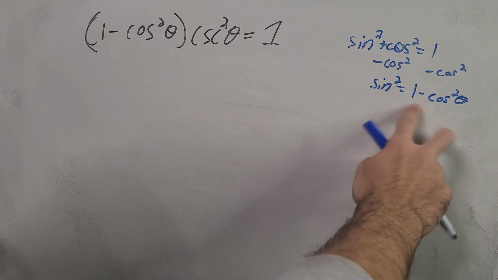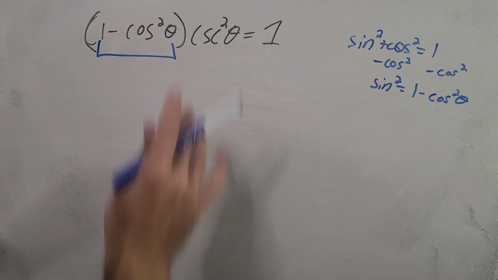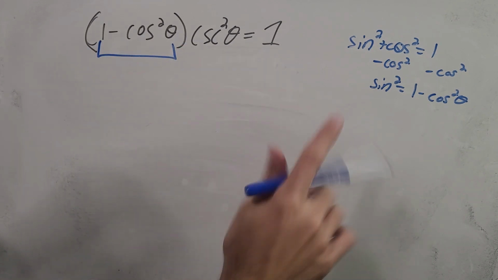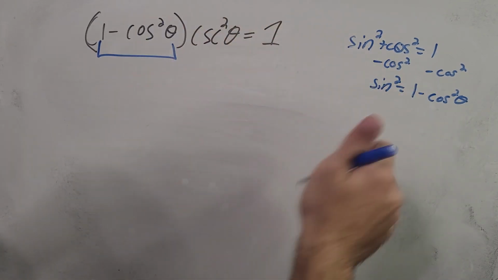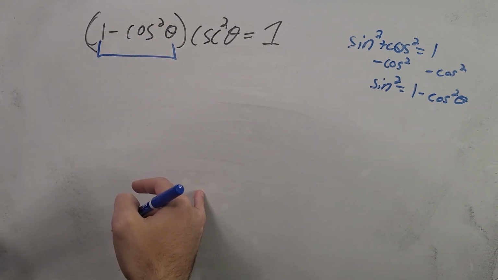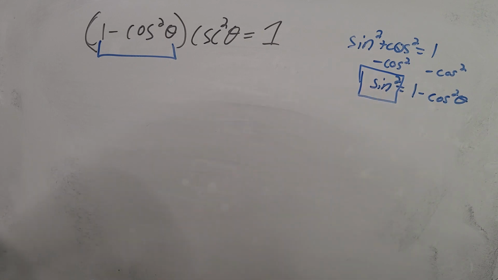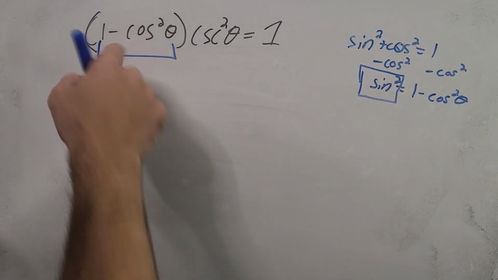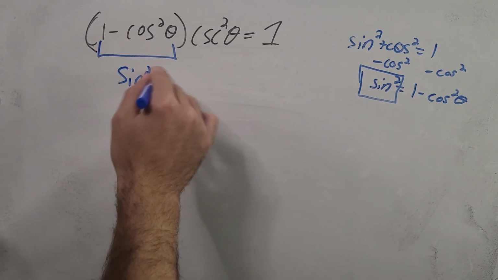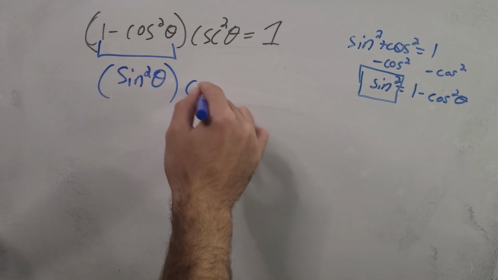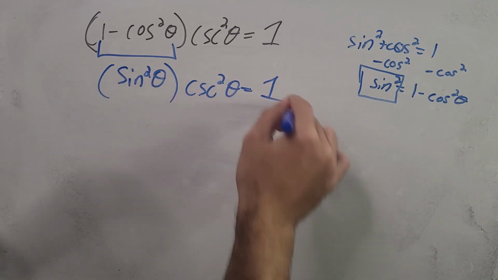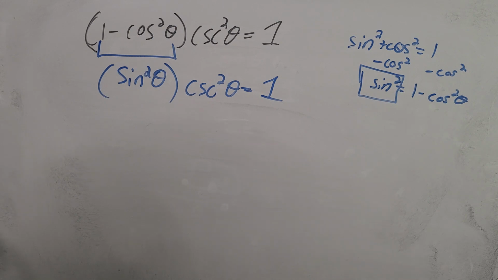Now that looks familiar, right? That's exactly what we have in our problem here. So you have to understand that you could replace the 1 minus cosine squared with just sine squared, because we just proved that this is equal to sine squared. That's all I've done so far. I just replaced that. Now I want to convert my cosecant squared into some sort of sine or cosine, right?